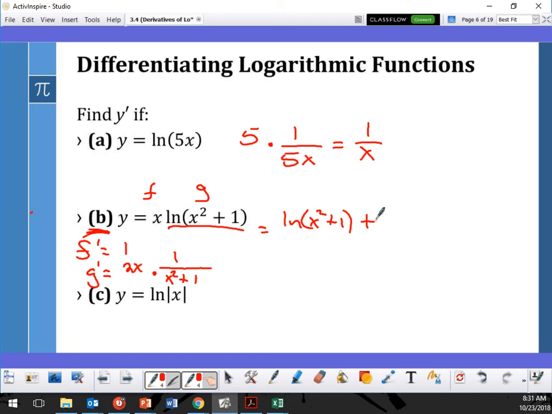So g prime f. So f is x, right? So x times 2x over x squared plus 1. That's it. Yeah? Okay, so now from right here, this next part is just cleaning it up: ln of x squared plus 1 plus x, 2x squared over x squared plus 1.